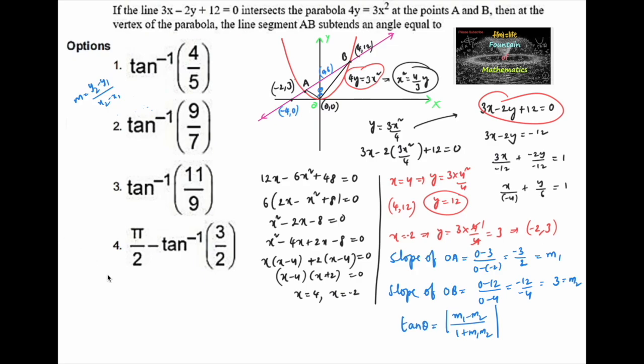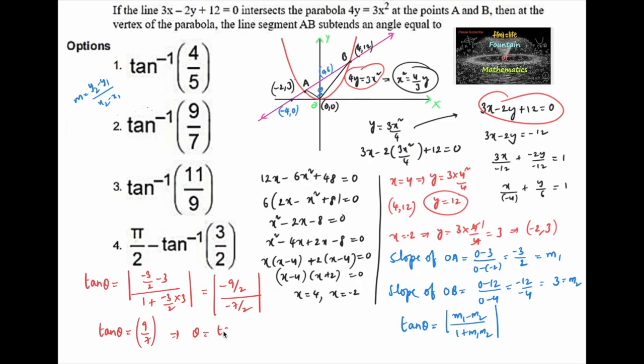So let us substitute here. So tan theta is equal to mod of (minus 3 by 2 minus 3) divided by (1 plus minus 3 by 2 into 3). On simplifying, you will get minus 9 by 2 divided by (2 minus 9) by 2, that is minus 7 by 2. So tan theta is equal to 9 upon 7. So theta is equal to tan inverse of 9 by 7, which is our option B. So you can go with option B.